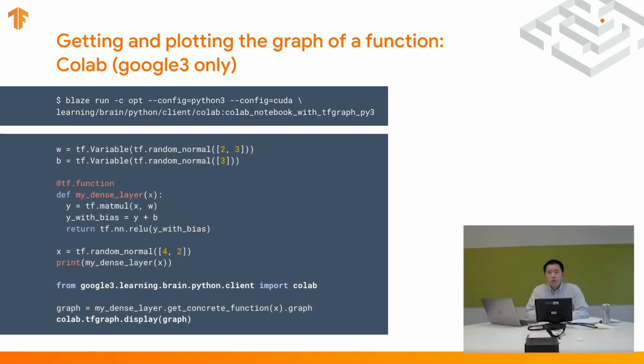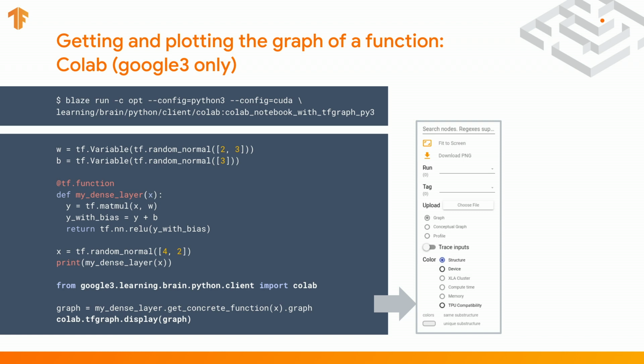If you're Google internal, then you should be able to use a special import from Colab, and that will enable you to look at the graph inside the Colab notebook. I find that to be slightly handier than looking at graph structures in TensorBoard itself, because that means I don't have to switch back and forth between two different tabs of the browser.